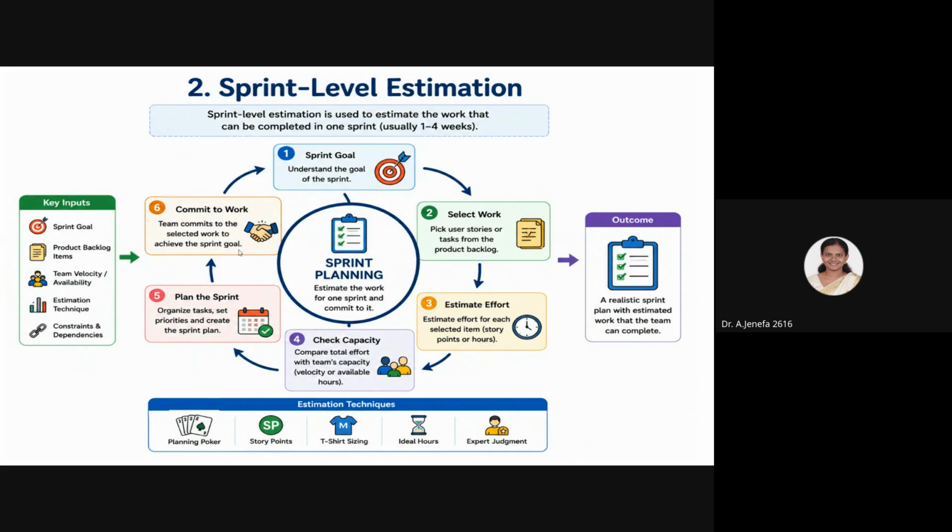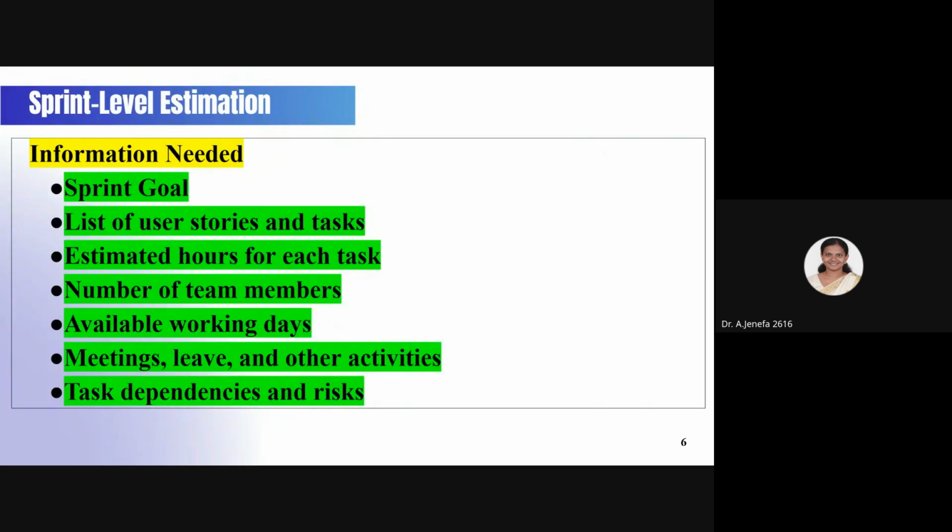Fine. As I told you, in sprint level, we consider only a simple set of tasks that can be completed within a short duration. Whereas in project level, we do the estimation technique for the whole project, and for release level, we do the estimation technique for part of the project. In sprint level, we consider only a simple user task that can be completed within a short duration.